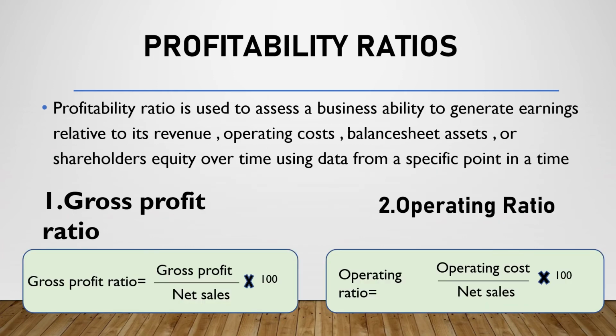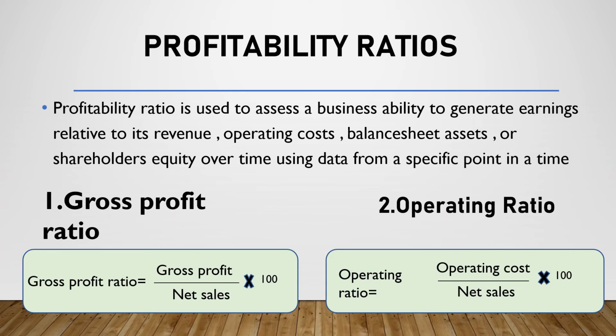The next ratio is the profitability ratio. The profitability ratio is used to assess a business's ability to generate earnings relative to its revenue, operating cost, balance sheet assets, or shareholders' equity over time, using data from a specific point in time, which includes first the gross profit ratio. Gross profit ratio is calculated by gross profit upon net sales into 100.